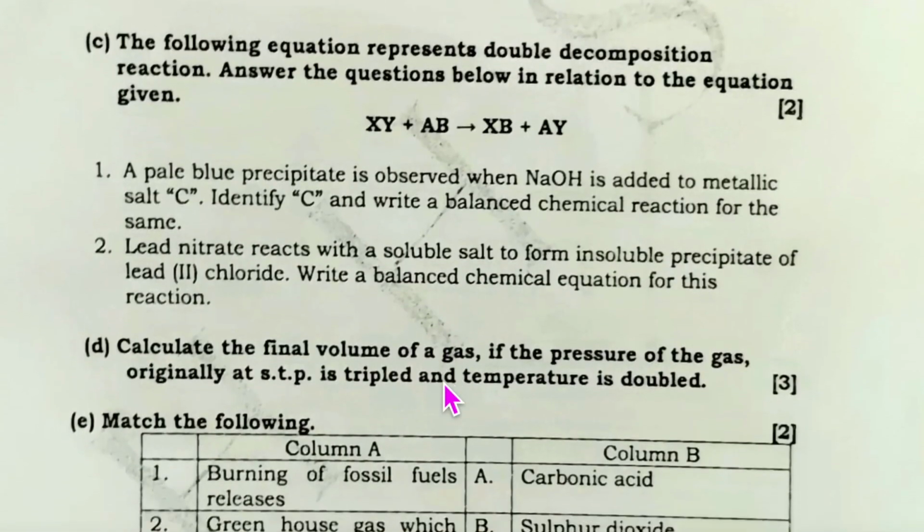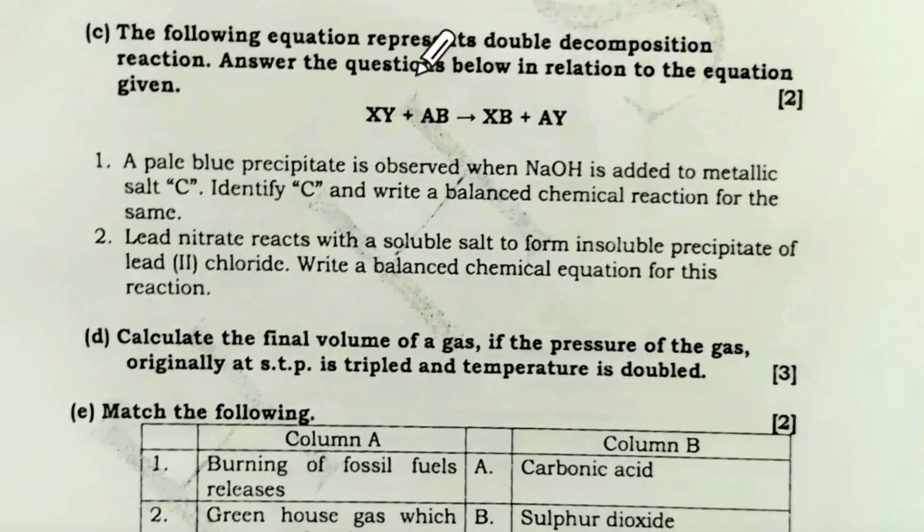Let us come to 2C. Now comes the application type of questions. So question 2C. The following equation represents double decomposition reaction. Answer the following questions below in relation to this. So there is double decomposition happening like this. Now they are telling you the first subpart of this. A pale blue precipitate is observed when NaOH is added to metallic salt C. Identify C and write the balanced chemical reaction for the same.